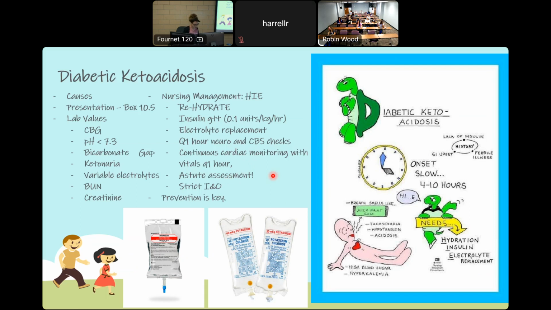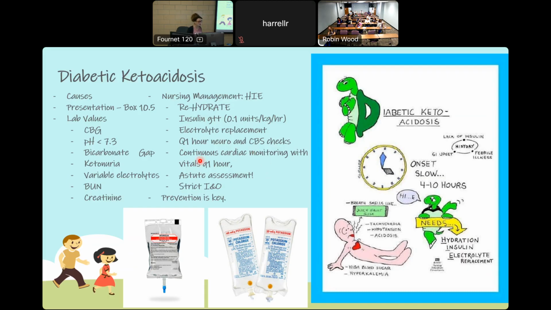Our presentation is pretty variable. There's a box in your book, 10.5, that goes over the different assessment things that you'll see. I've seen them come in just a little bit tachypneic or otherwise pretty normal, but their labs are terrible. On the other side of the spectrum, they come in a full-blown coma, and we have to intubate them because their airway is not protected. They're so neurologically not intact at that point because they're so acidotic, they're so dehydrated, they will not protect their own airway, and we have to go ahead and intubate them.